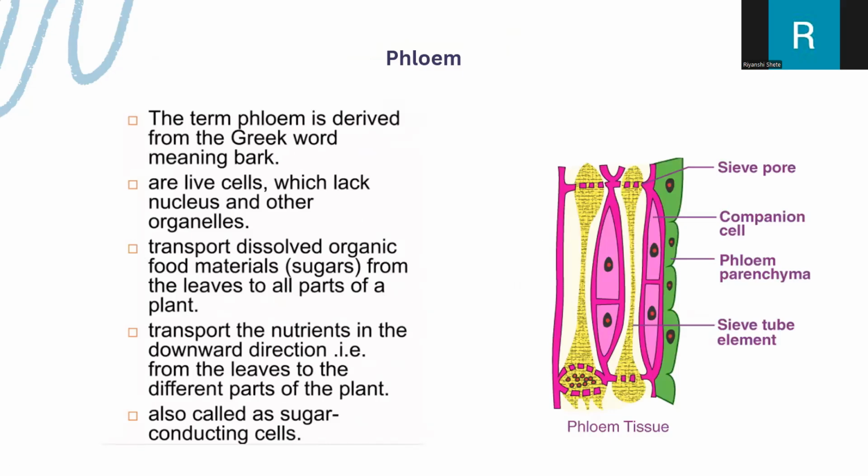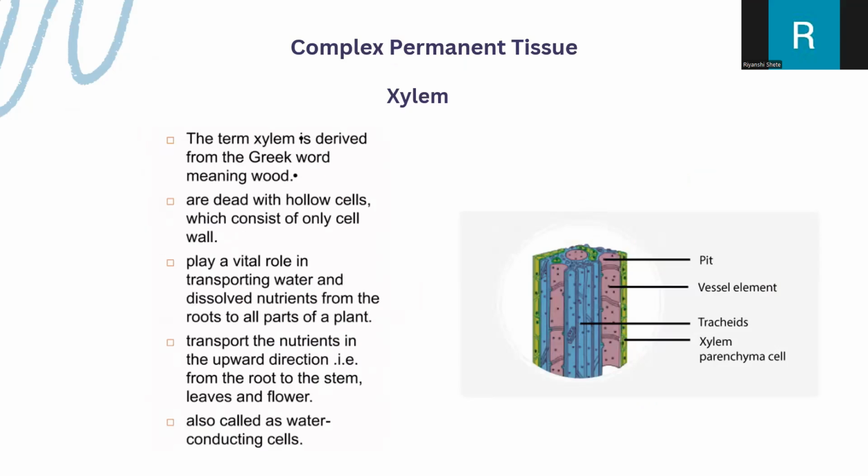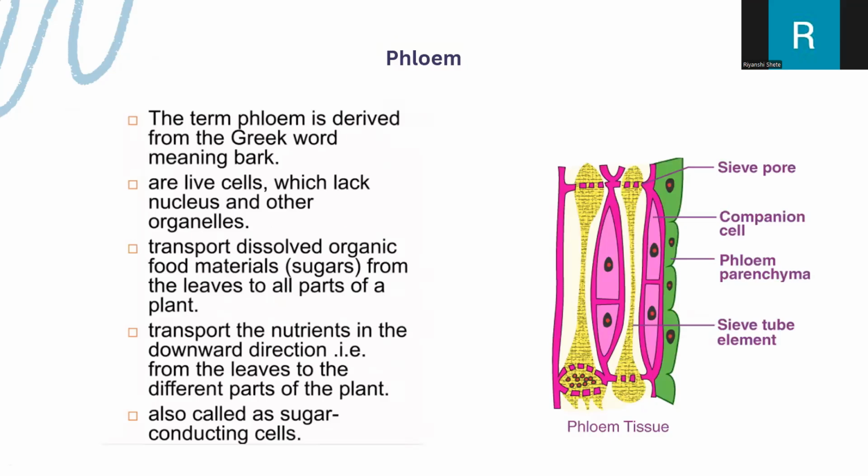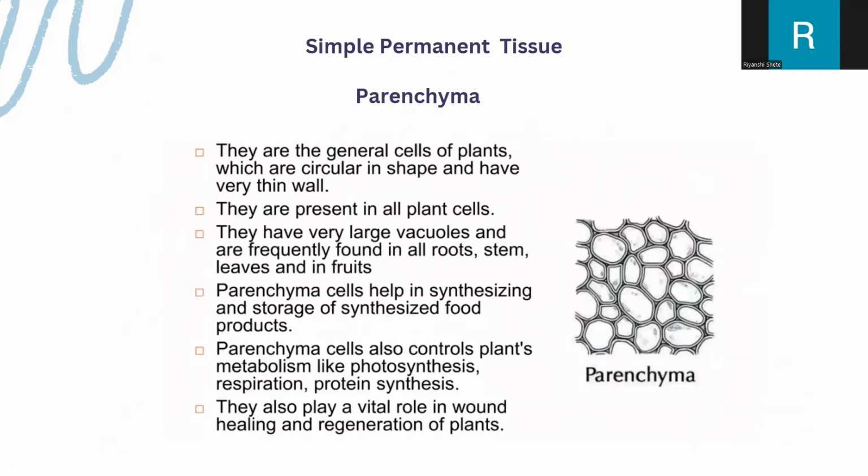And then is the phloem, and the phloem is derived from a Greek word meaning bark. These are live cells which lack a nucleus and other organelles. It helps to transport dissolved organic food materials from the leaves to all parts of a plant, that is, in the downward direction. In the xylem, the direction is upward, from root to stem, but in the phloem, it is downward, from leaves to the different parts of the plant. So you need to remember all these characteristics.